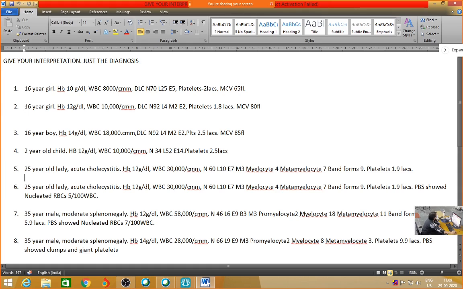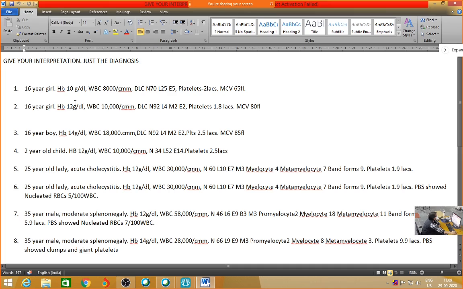Second is a 16-year-old girl, hemoglobin is 12 grams, so it seems okay for her age. 10,000 WBC again seems all right. The DLC neutrophil is 92, lymphocyte 4, monocyte 2, eosinophils 2. Platelets 1.8 lakhs, which again seems all right. MCV is 80 femtoliters, which again seems normal.